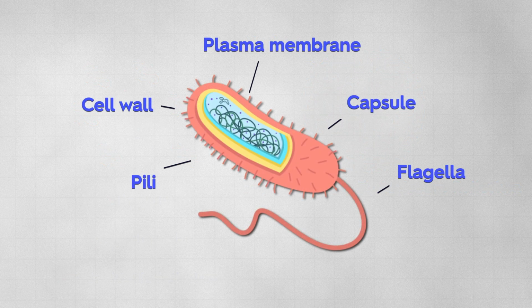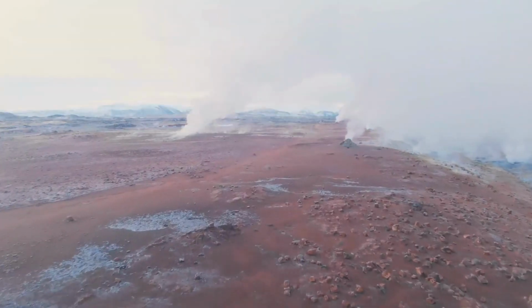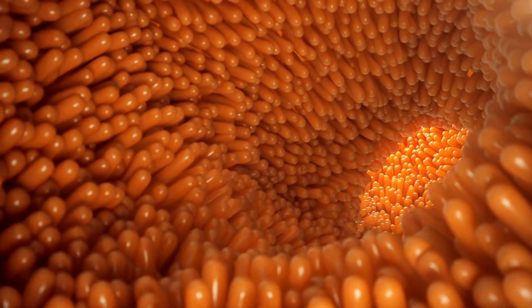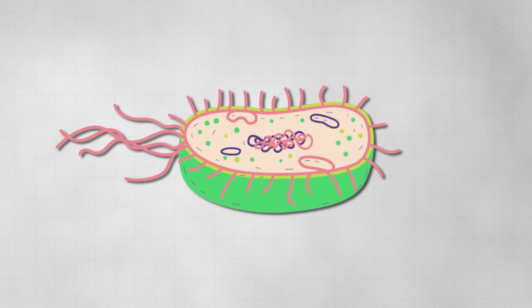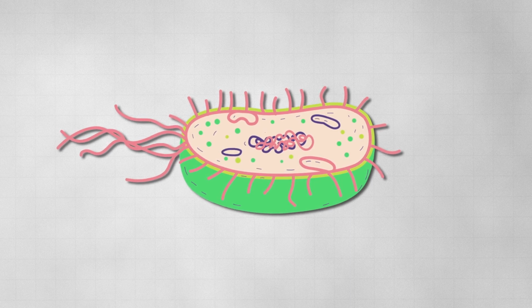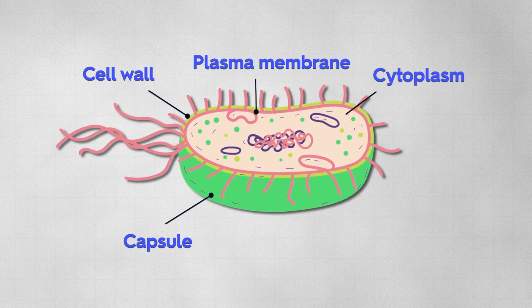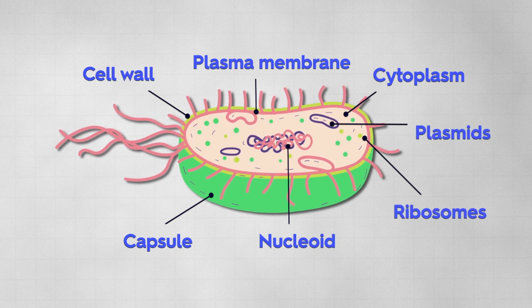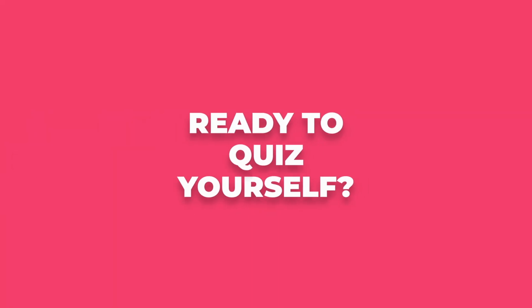Overall, their design is streamlined, not lacking, and simple doesn't mean inferior. These cells thrive in boiling vents, icy oceans, and even our intestines, proving that simplicity can be a powerful way to survive. To recap, prokaryotic cells are small, nucleus-free, single-celled organisms. Their key parts: capsule, cell wall, membrane, cytoplasm, nucleoid, plasmids, and ribosomes work together to keep life running at its simplest, most resilient level.